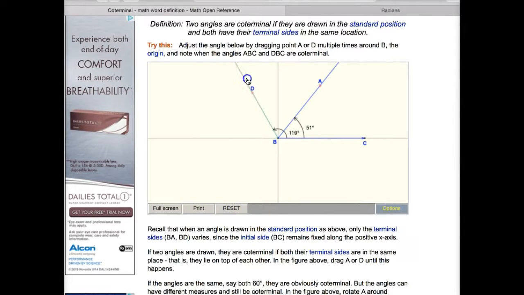Let's put that at 120. And then a full circle around. Hey, check that out, 480, exactly what we got. And then if I go the negative direction, hey, check that out, negative 240, exactly what we got.